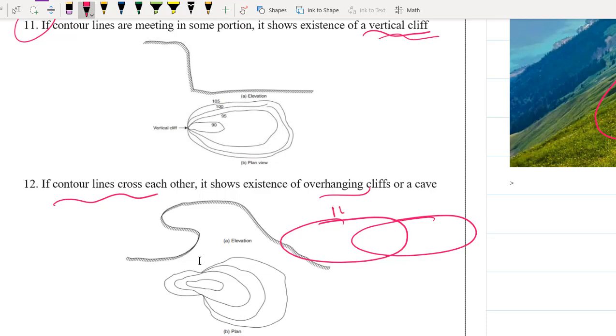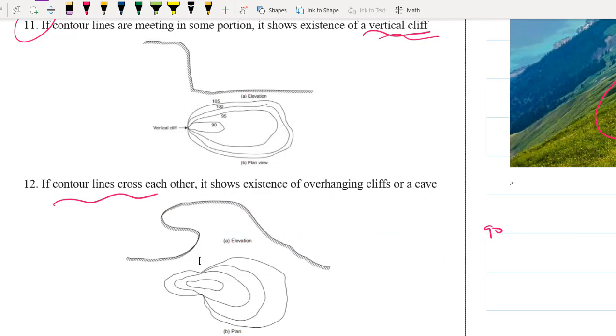So your 100 meter line is here and your 90 meter line is here. Okay, just see this. So what is happening? They are crossing each other like this. I hope you got it, right? So if you have this overhanging cliff, only in this case your contour lines will be crossing each other. Did you understand the concept? You will not forget it, you are perfect now.